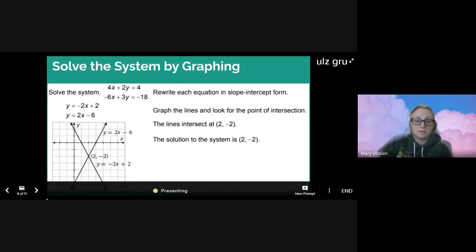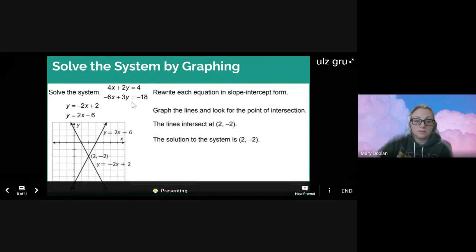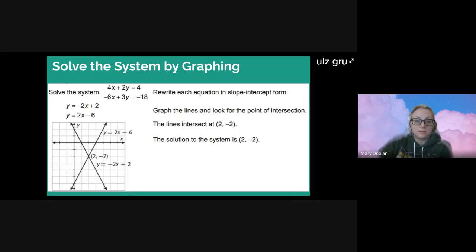Slide 9. This is the last I can statement: you need to be able to solve a system by graphing. So if you're just given a system of linear equations, that's what you have here: 4x plus 2y equals 4, -6x plus 3y equals -18. It's not saying, hey, is this ordered pair the solution? It's saying find the solution. In that case, if we're trying to do that by graphing, we want to graph those equations.